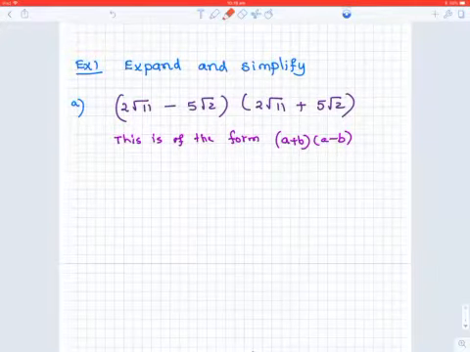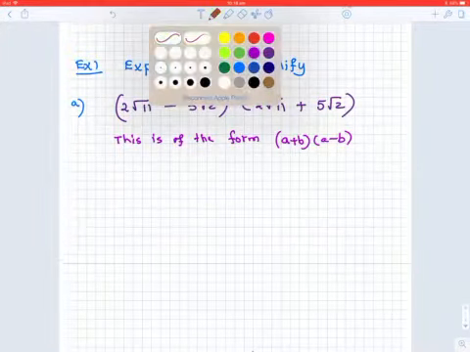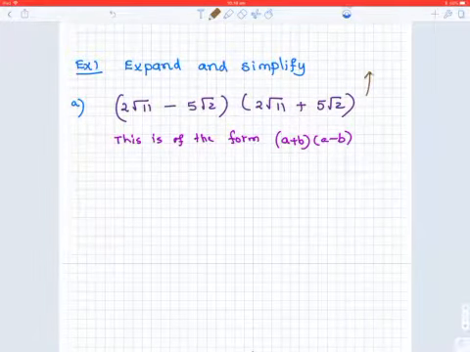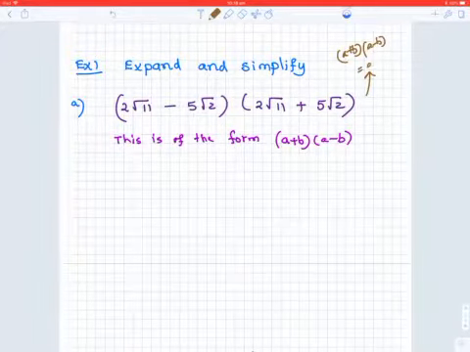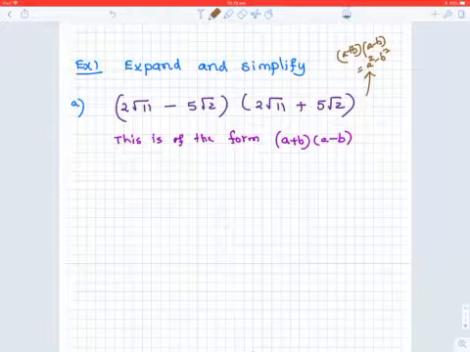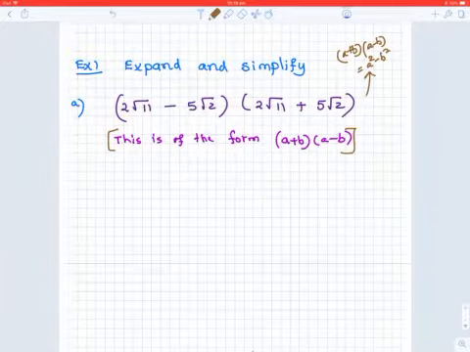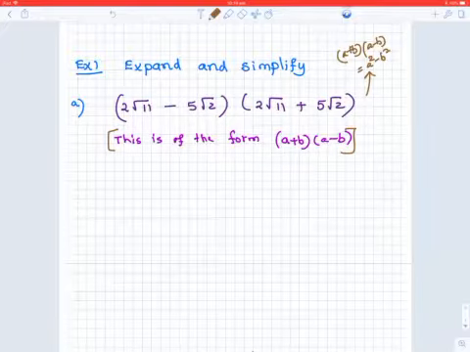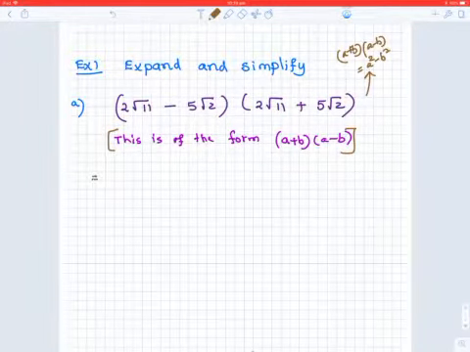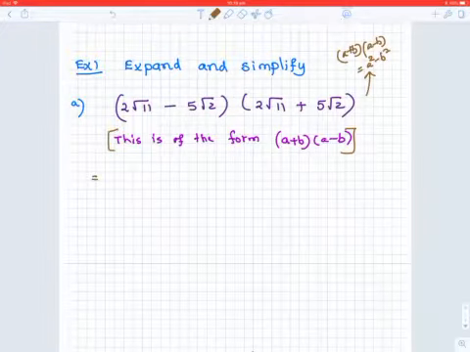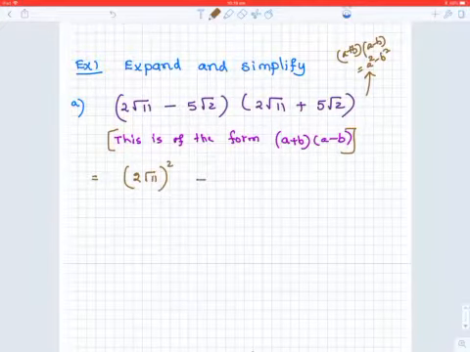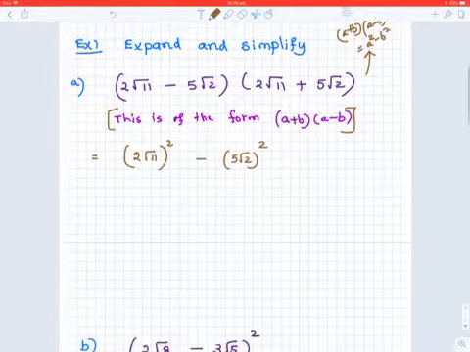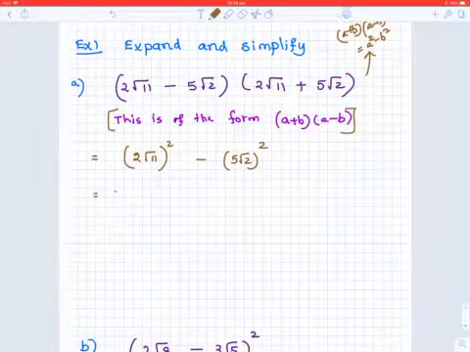So first let me write the formula: (a + b)(a − b) = a² − b². I'll just put it in the bracket. So this can be written as: your a is 2√11, so (2√11)² minus b², where b is 5√2, so (5√2)².